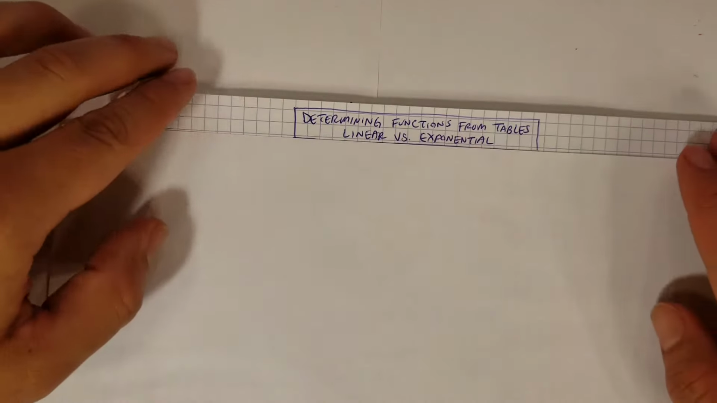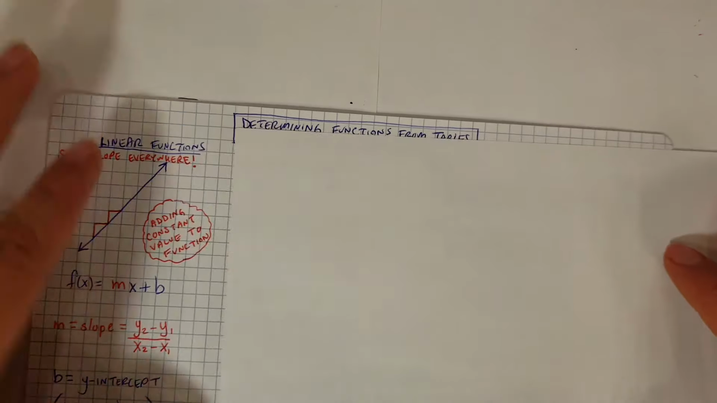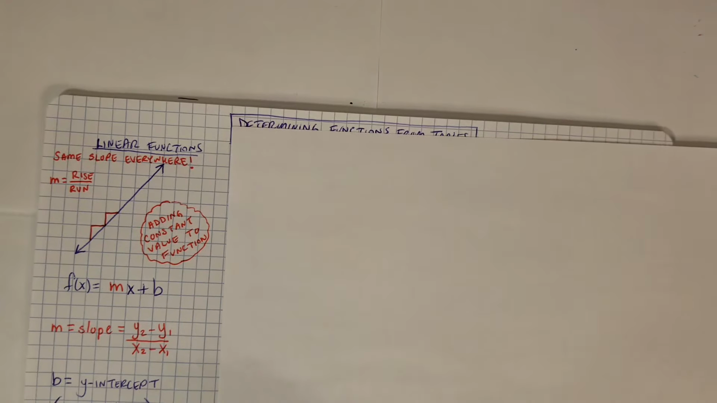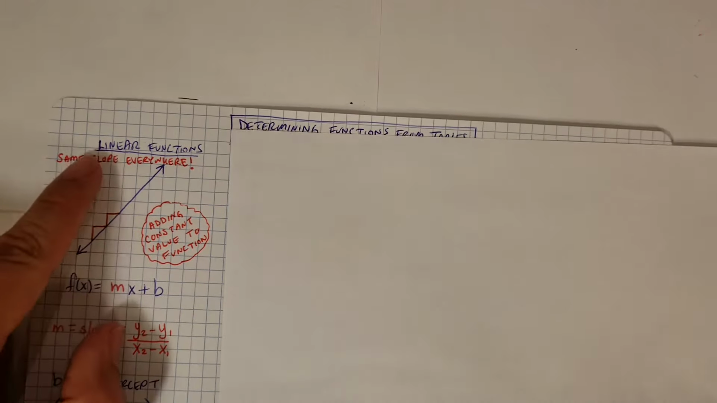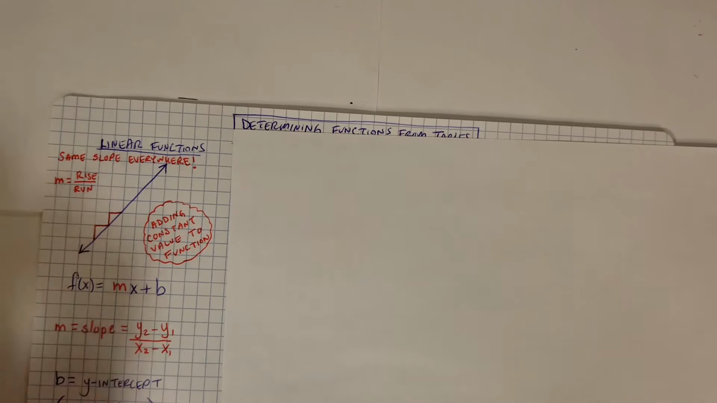You need to know the basic equation for an exponential function and a linear function, and you need to know what the critical values are for each one of these. So for a linear function, if we just concentrate on linear function right now, this is what you need to know. A linear function has the same slope everywhere. So the rise over run, or the slope, is the same everywhere.